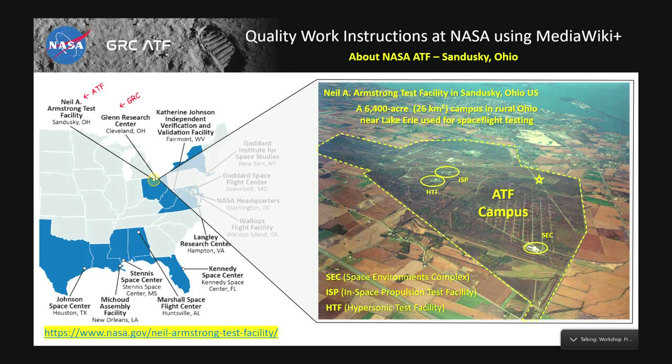Specifically, here we are at the Armstrong Test Facility. We're located in north central Ohio. On the right-hand side, you can see an aerial shot of our campus. The campus is 6,400 acres, roughly 26 square kilometers. It's a large campus managed by NASA in rural Ohio, and it's near Lake Erie. You can see Lake Erie in the background, and the city of Sandusky at the edge of the water.